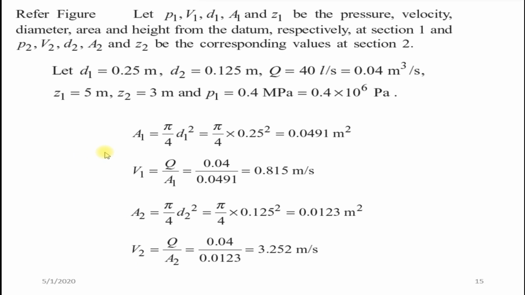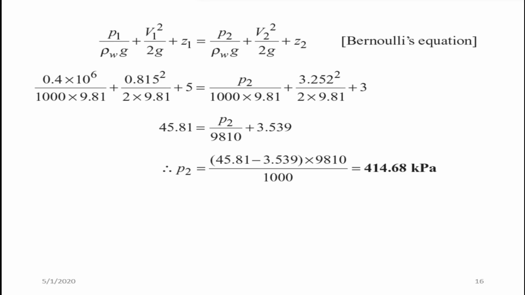At section 1 it is A1 V1. At section 2 it is A2 V2. With the help of those equations you can find out velocity V1 and V2. So if you find area and velocity, now you can go for finding pressure intensity at section 2 with the help of Bernoulli's equation. What is Bernoulli's equation? At section 1 and 2 we have to apply P1 by rho g, rho w means water, V1 square by 2g plus Z1 is equal to P2 by rho g plus V2 square by 2g plus Z2.